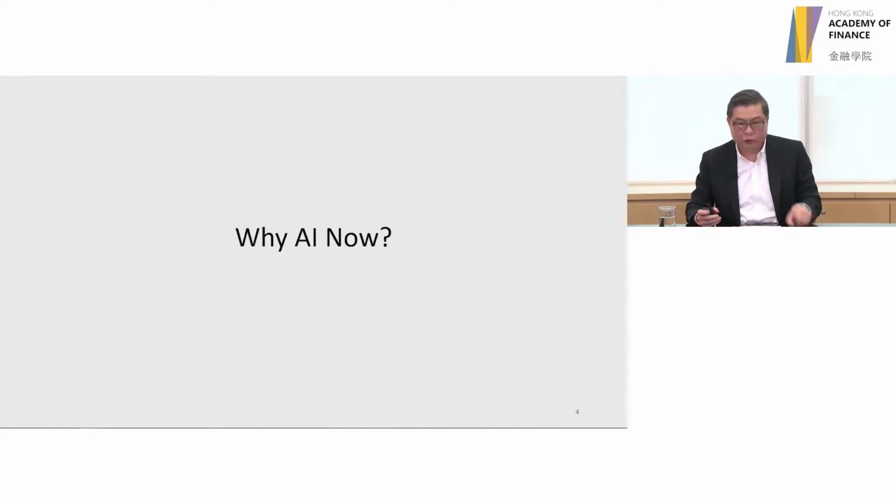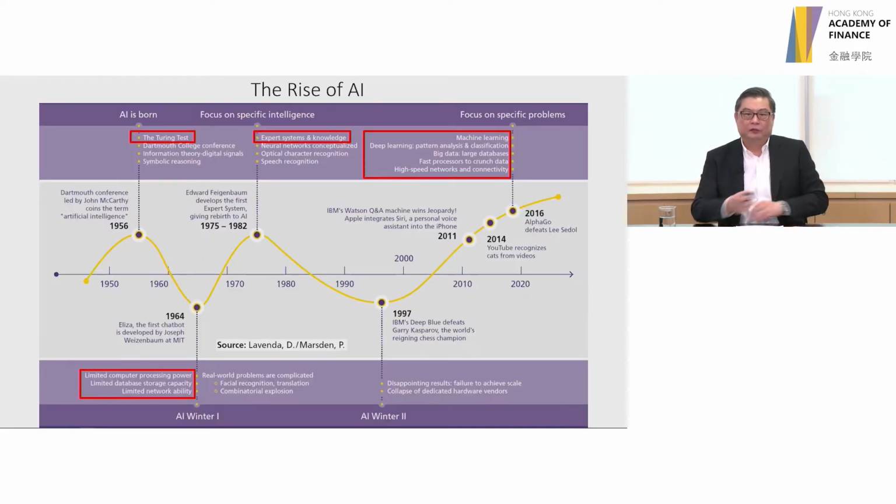So first question, why AI now? If you look at the development of artificial intelligence over the last 70 years, you see there are some ups and downs. The term artificial intelligence was coined by Professor John McCarthy in 1956, if I remember correctly. So this is the first time AI was mentioned, and it's the time when the entire discipline of AI was created.